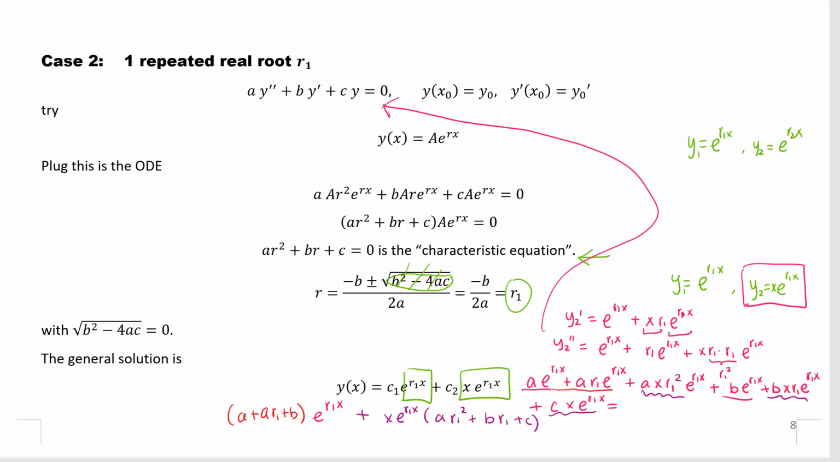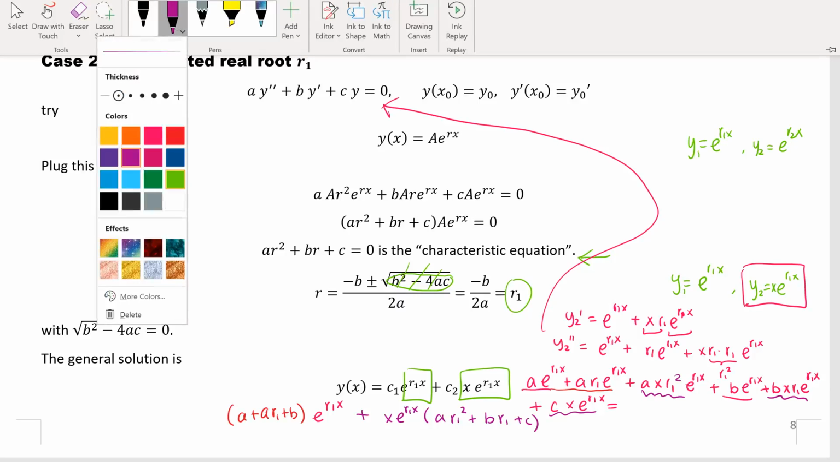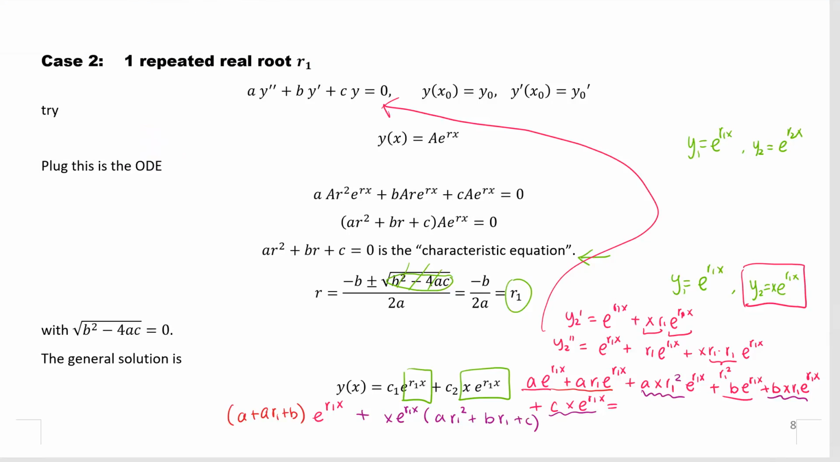So now what happened here? Oh, I find my mistake. My mistake is here. When I take my derivative, this guy I forgot to multiply by r1. So here we should have r1. So we should have a times r1, so we have 2a times r1 here. So 2a r1 plus b.